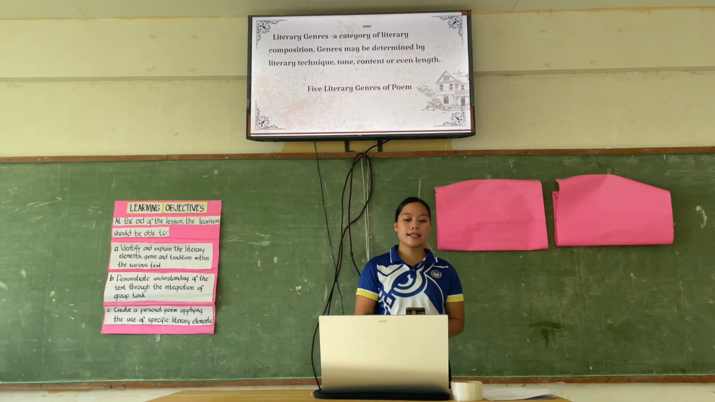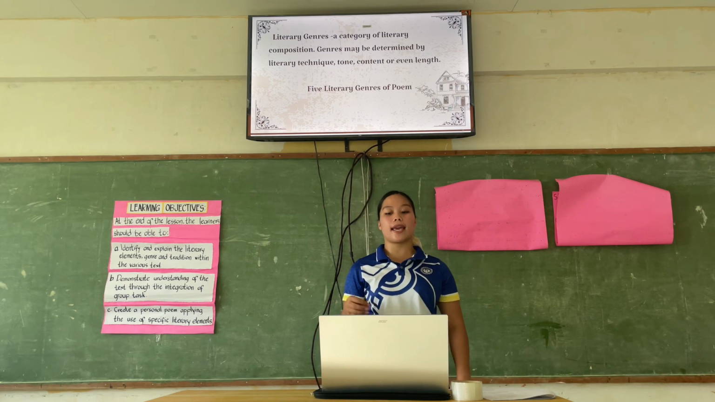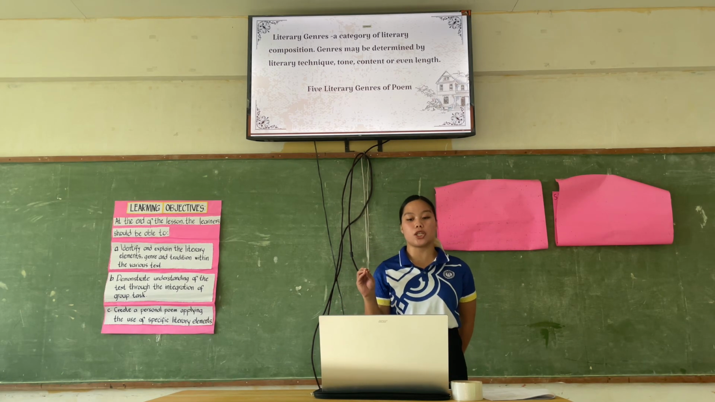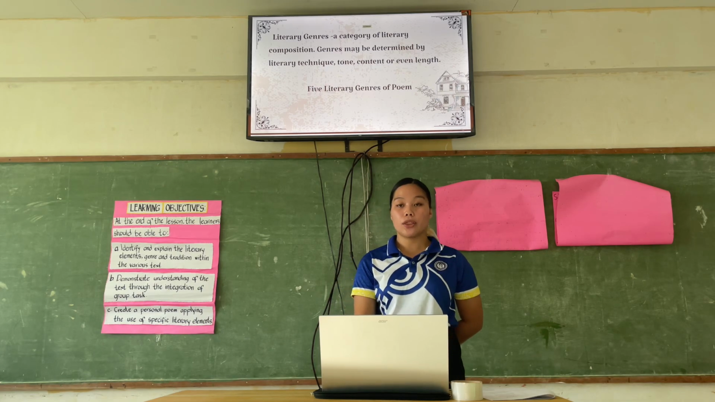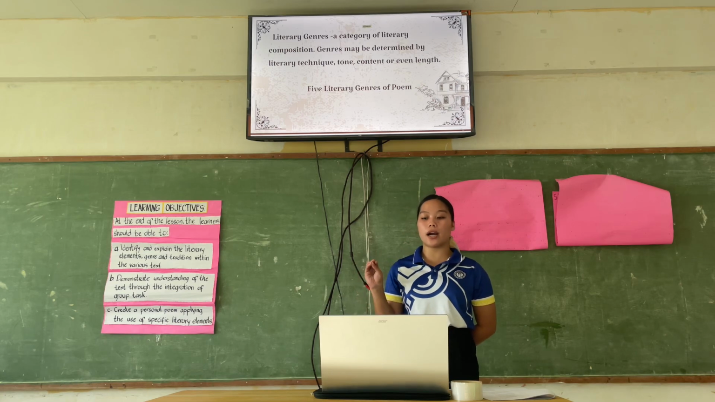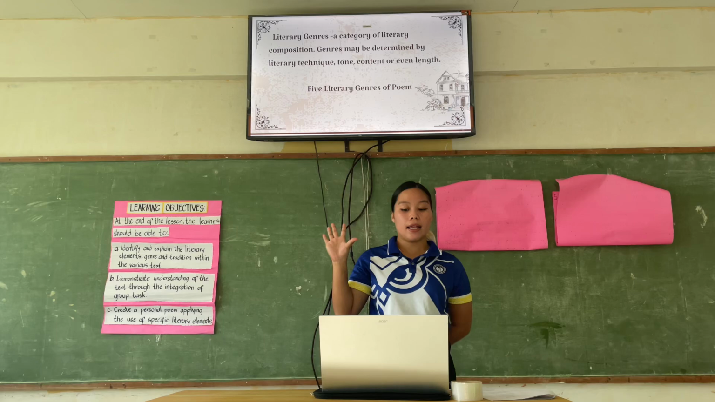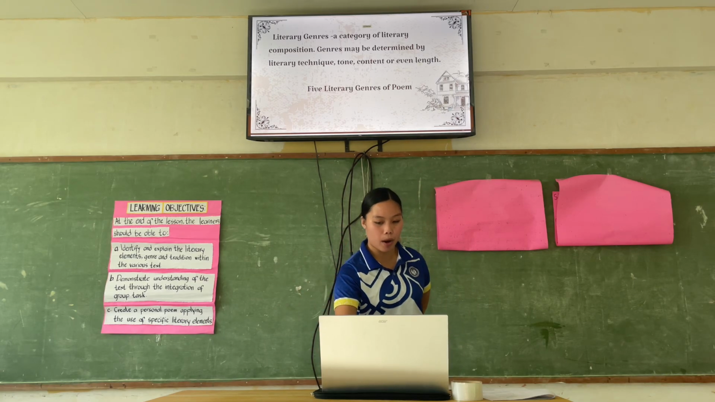Okay, the next is literary genres. Literary genres are categories of literary composition. Genres may be determined by literary techniques, tone, content, or even length. So, we have five literary genres of poem.